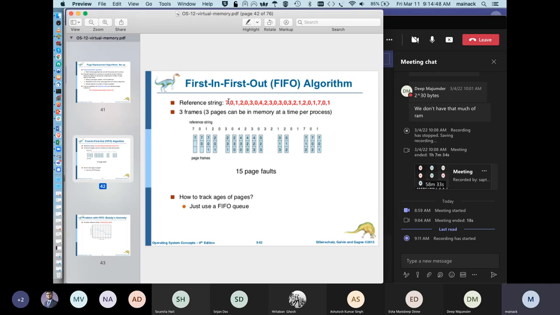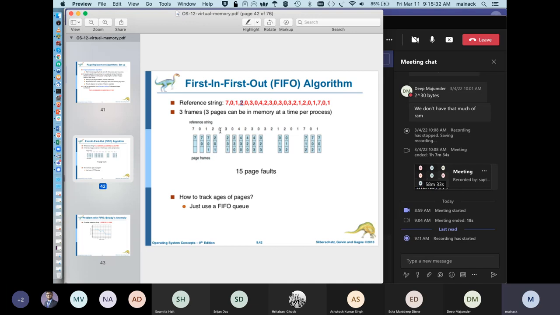When page 7 is asked for, you bring in 7 and there is 1 page fault. Then 0 comes. Again, 0 is not there, another page fault. 1 is asked for, 1 is not there, another page fault. Then 2 is required. Now 2 is not in memory, it's only page 7, page 0, page 1. So you need to replace, and in this case 7 will be replaced because 7 was first to be in memory. You evict 7 and put 2 in its place.